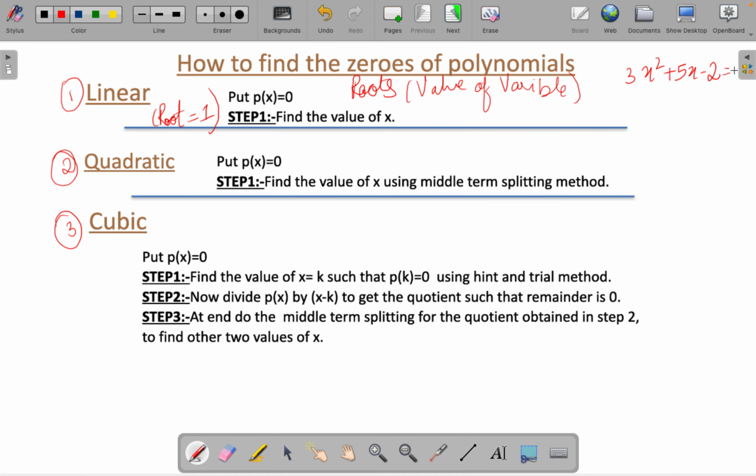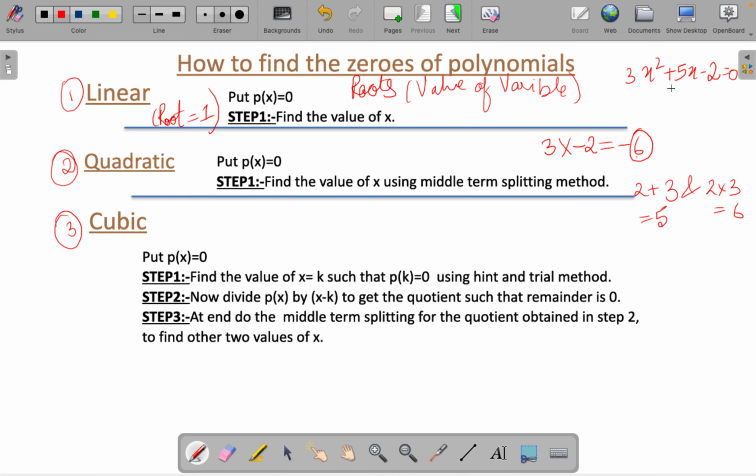First you will put it equal to 0, and now the method is you have to do the middle term splitting. Let me revise the middle term splitting for you. You will multiply the coefficient of x square, that is 3, by the constant term, that is minus 2. So 3 times minus 2 is minus 6. Now we will split 6 into 2 factors such that we get 5. So you know that 2 into 3 is 6, right children? And 2 plus 3 is also 5.